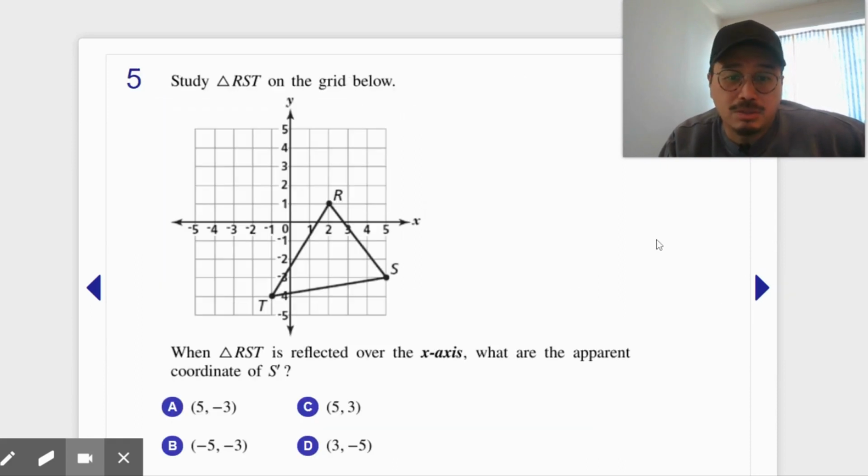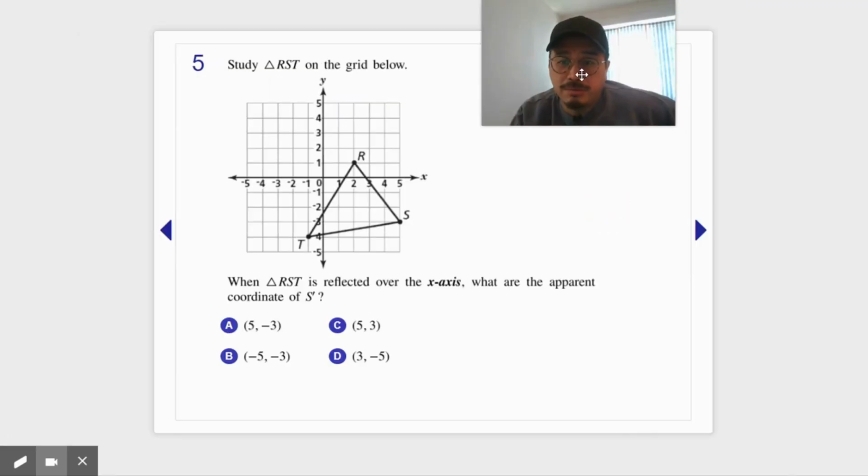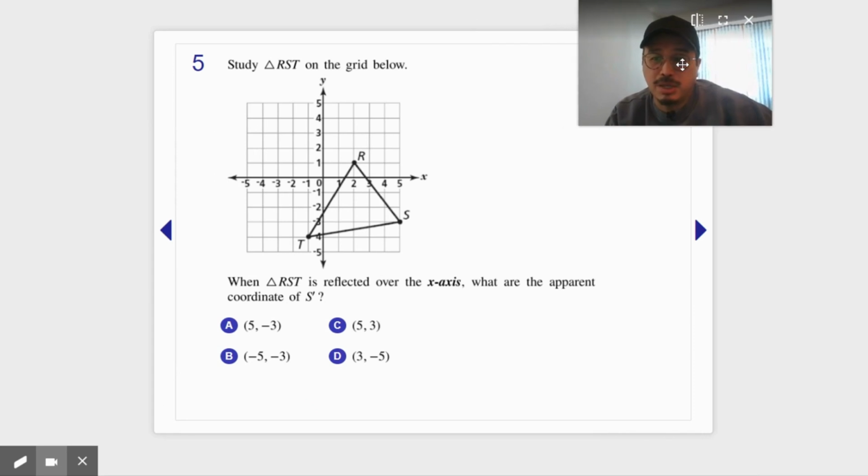All right. Last one. Let me shrink this back. By the way, I remembered to put the answer key today. All right, now this one is a little bit more interesting. When we take this triangle and reflect it over the x-axis, what are the apparent coordinates? Apparent, I mean, it's not apparent, it's exact. What is the exact coordinate of S prime?